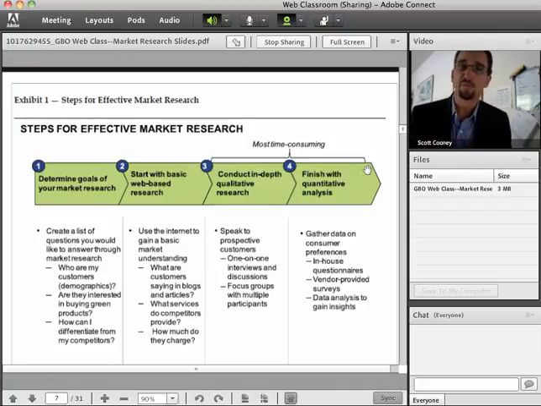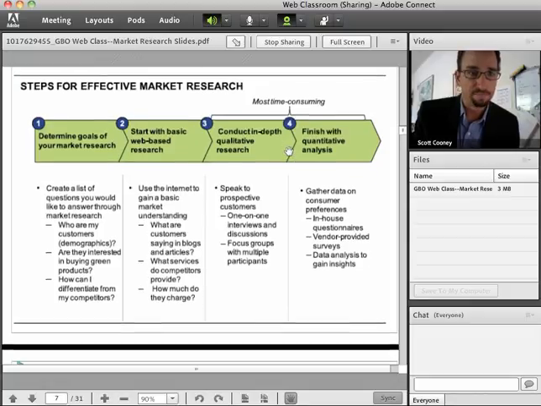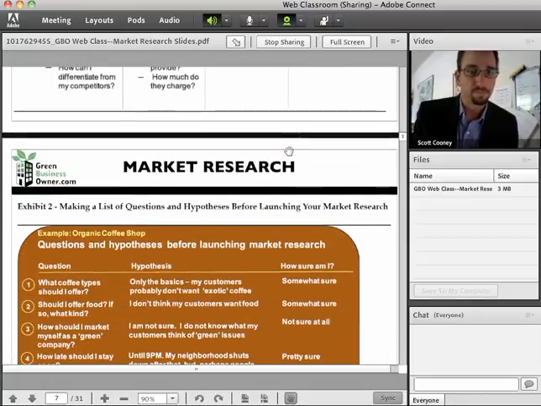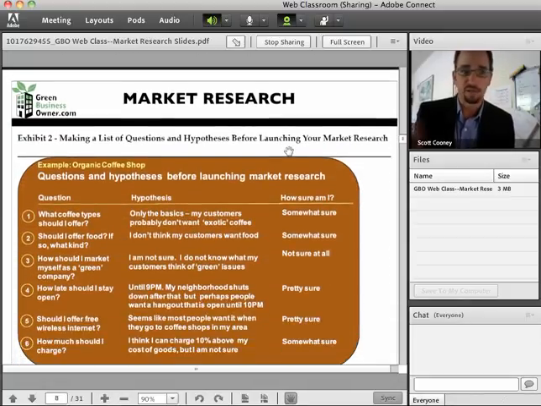From there, you can go into more in-depth qualitative research, and then you can finish up with some quantitative analysis. But those are steps that are a little bit farther beyond. Okay, so let's start with making that list. So you make a list.